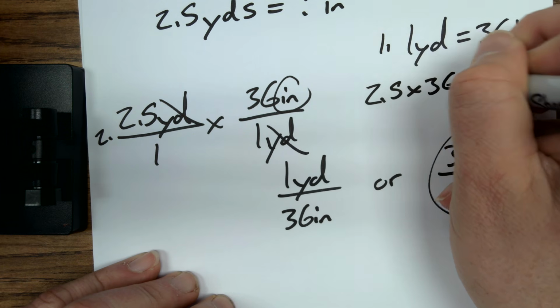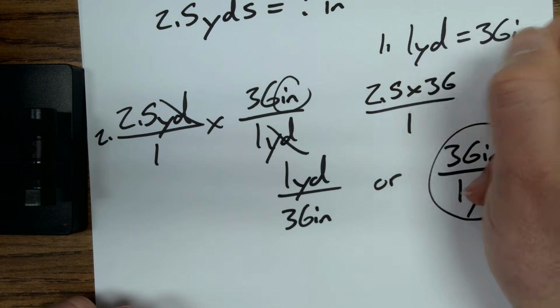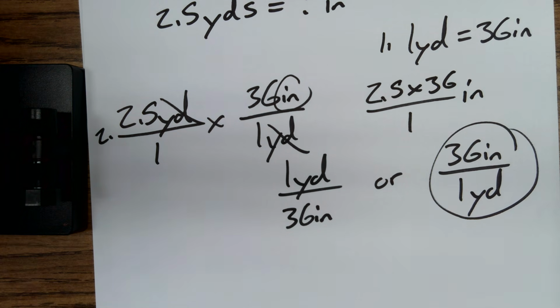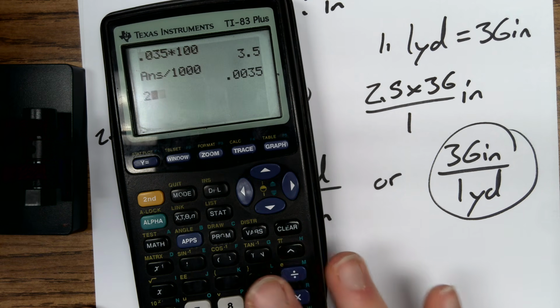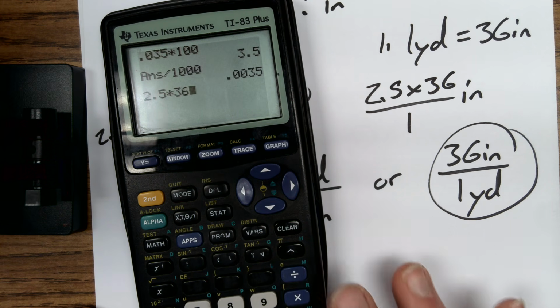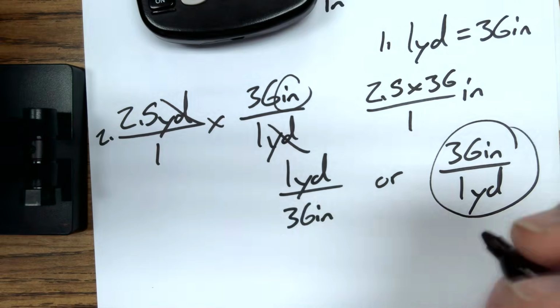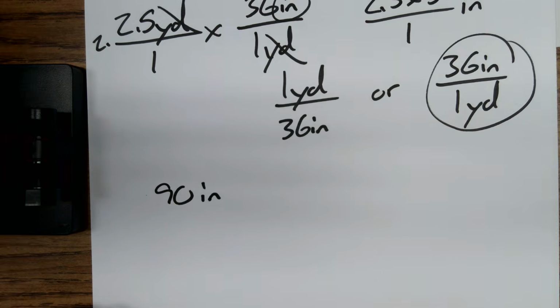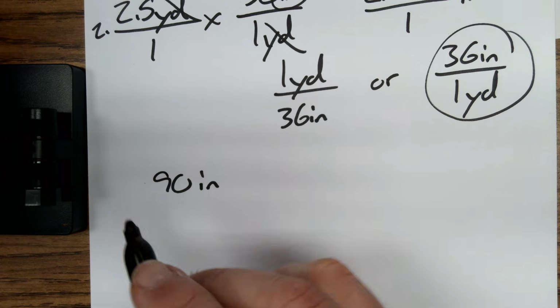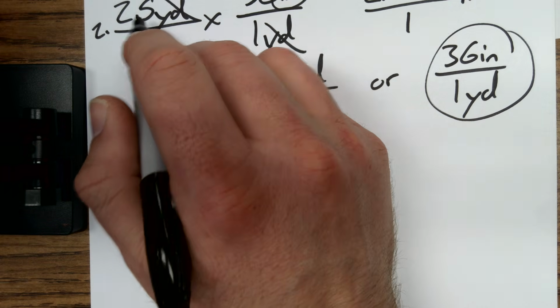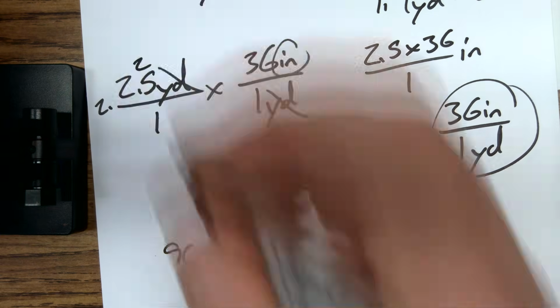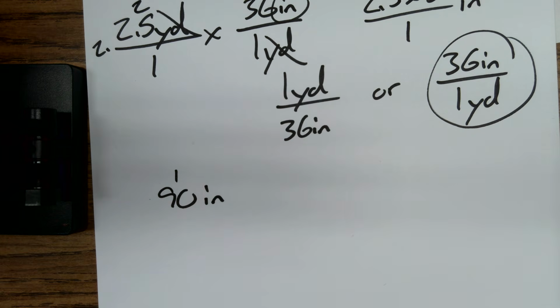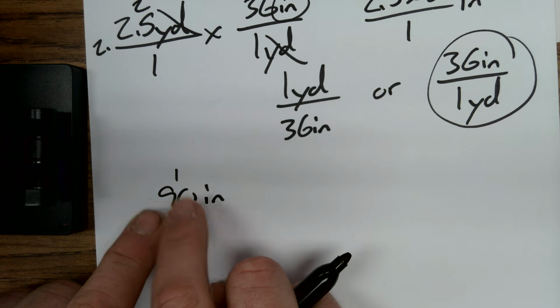2.5 times 36 times 1, divided by 1, inches. If I pull out a handy dandy calculator here, 2.5 times 36 gives me 90 inches. Now, key thing is that my answer here has to have the same amount of sig figs as my answer up here. So I count 2 sig figs here, and if I'm doing the math, I only count 1 sig fig. So I have to think of how I can get this number into 2 sig figs.